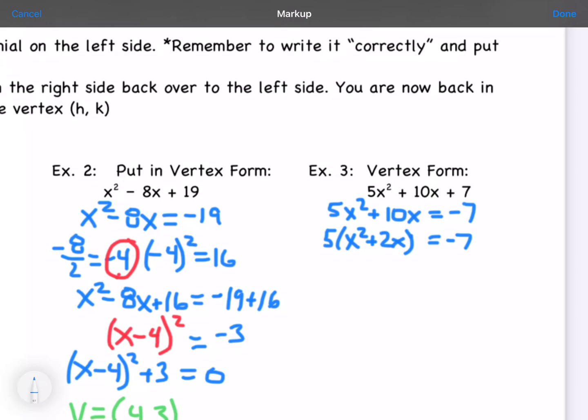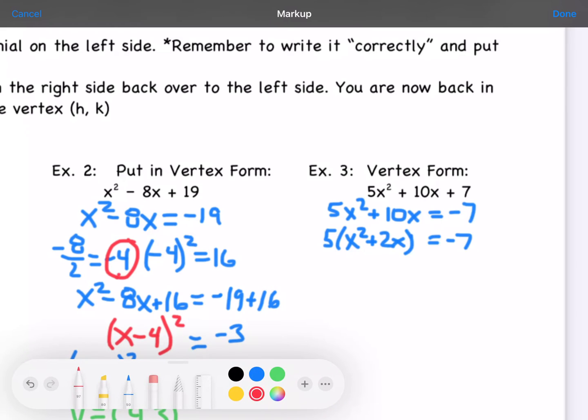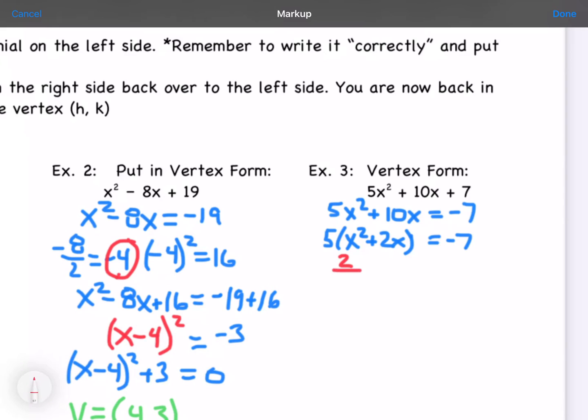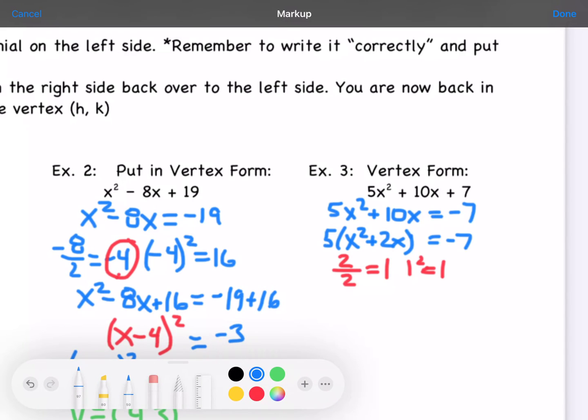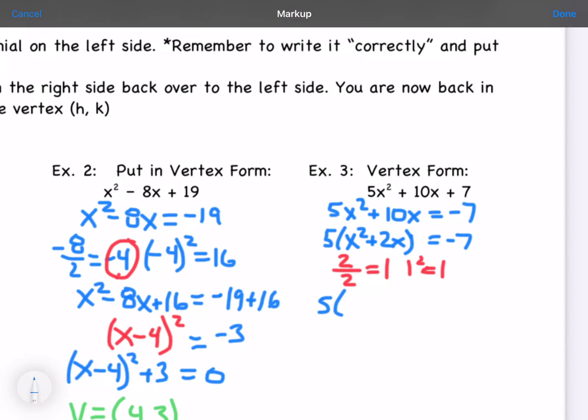And now we have 2x as our b value. We're going to take the b value and cut it in half, which gives us 2 over 2, or 1. 1 squared is equal to 1. So now, when we rewrite this, it's 5 times, and we add the 1 to the end of the trinomial.